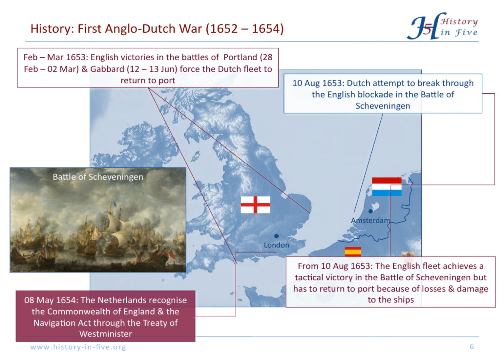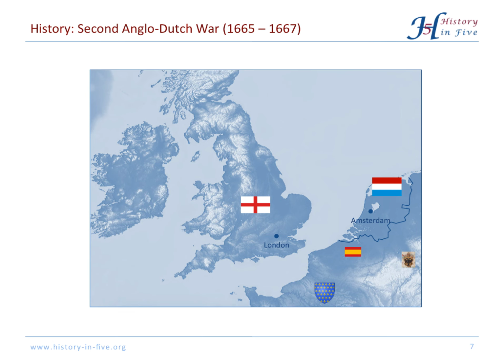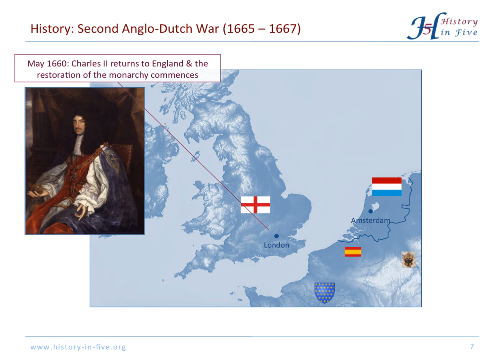Then there was the Treaty of Westminster. The Netherlands recognized the Commonwealth of England and the Navigation Act through this treaty. The Second Anglo-Dutch War. Charles II returned to England and the monarchy was restored.